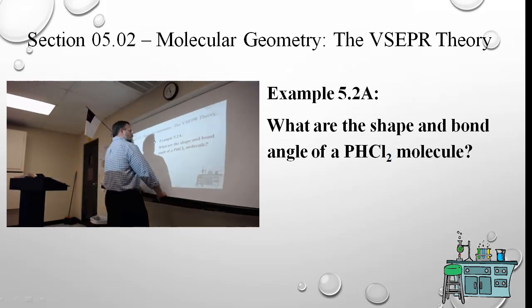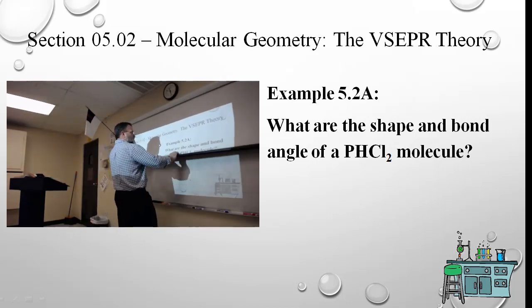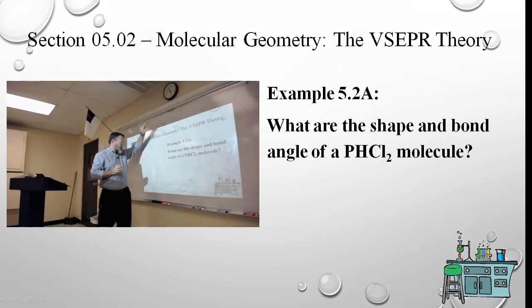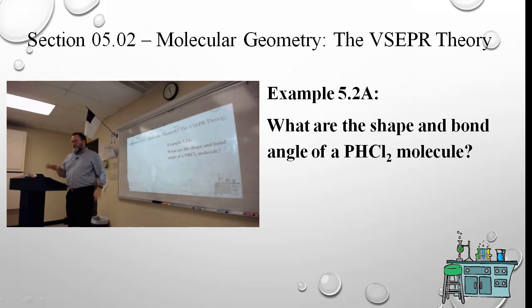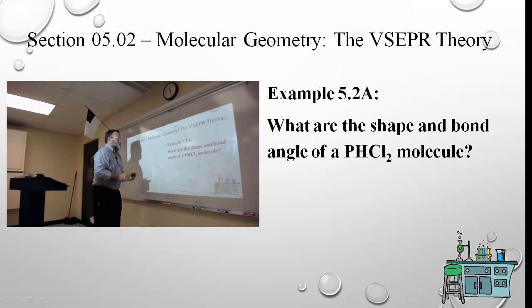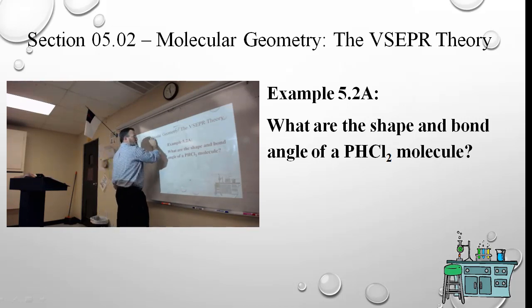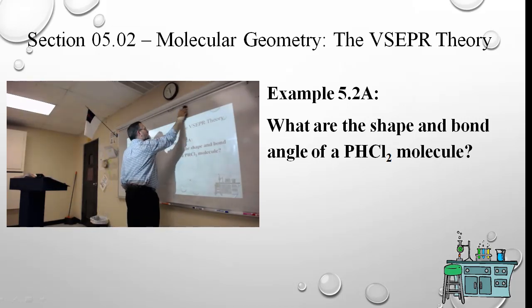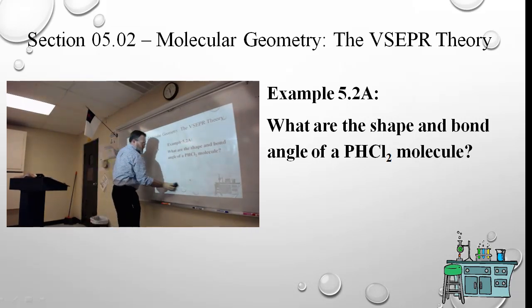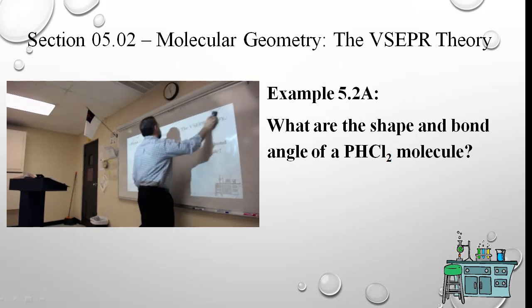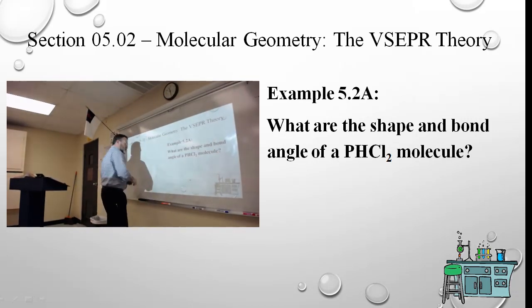And answer the question. Example 5a says, what are the shape and bond angle of a PHCl2 molecule? I'm not going to try to name these molecules, okay? We're just going to go ahead, unless it's obvious or I accidentally name them, with the PHCl2 molecule. What is the shape and the bond angle? Now it's in your book, so if you follow along in the book, that's fine. If you want to follow along up here and review the book on your own, that's fine as well, whichever you think will help you learn it better.